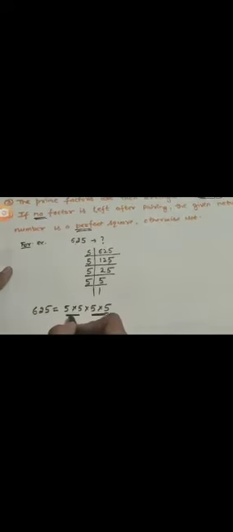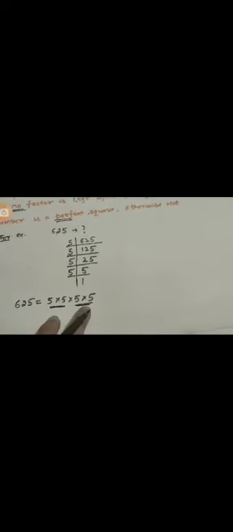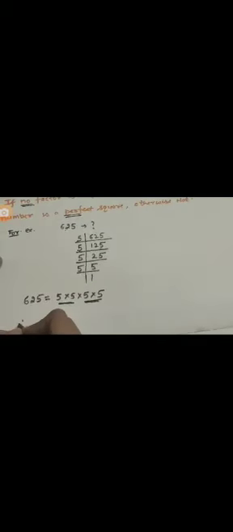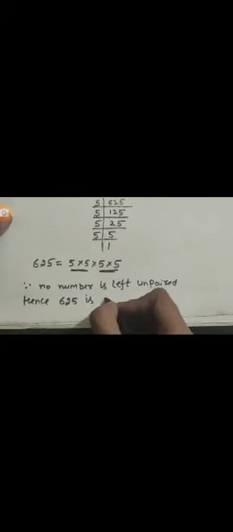Now we have to arrange in pairs. So try to make the pairs. This is the first pair and this is the second pair. Is there any number left after making the pairs? No. Since no number is left unpaired, hence 625 is a perfect square.